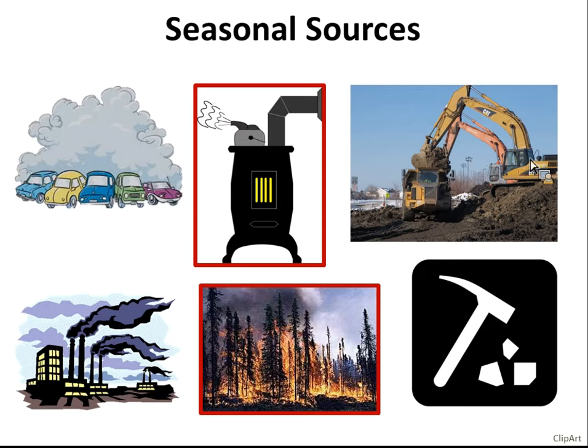We know that road dust is a problem in the spring, February, March, April. We know that residential wood smoke is going to be a problem through the winter months when it's colder. We know that forest fires are generally going to happen in the summer. So if we can break our analyses up by year, we can at least start looking at some of these seasonal differences.